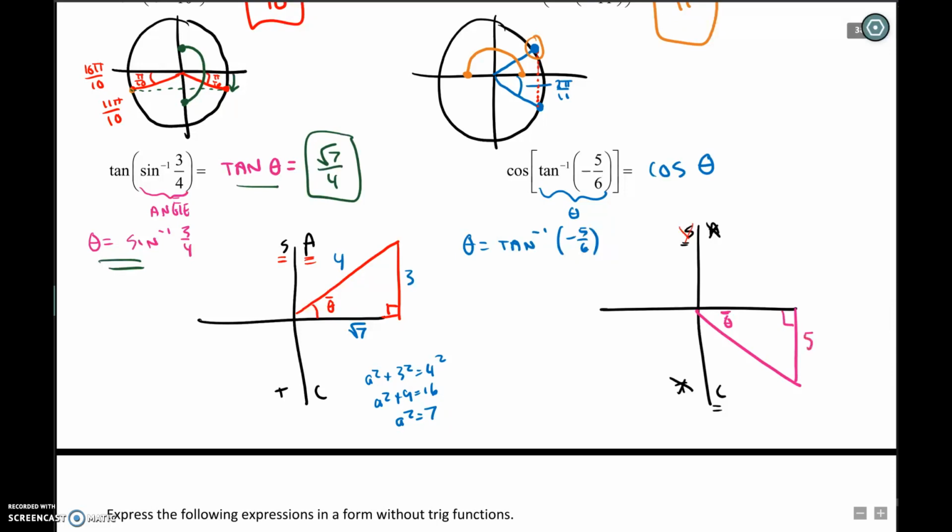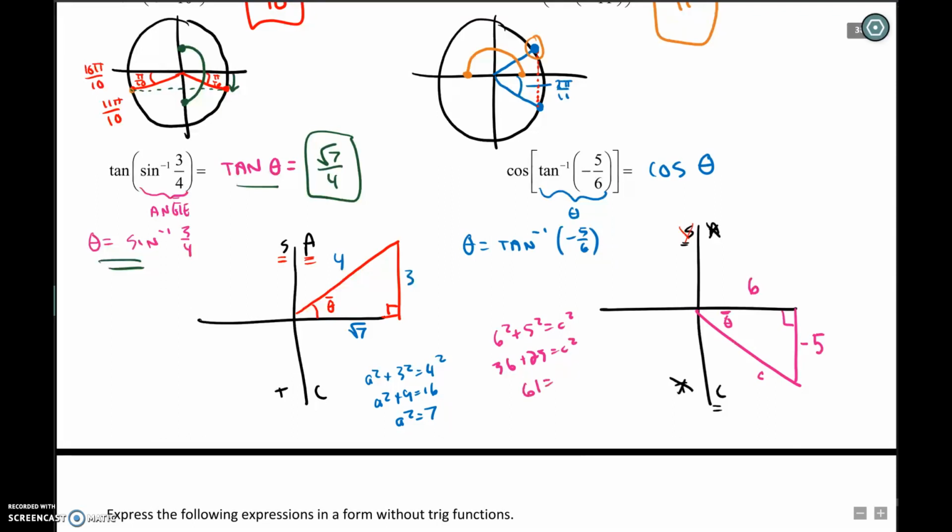That's opposite over 6. And it might help you to tack a sign on here, so it'll help us with the signs here, I guess. That's a +6 because it's to the right, and this has got to be a -5 because it's down. So let's find the hypotenuse. 6 squared plus 5 squared equals c squared. 36 plus 25 equals c squared.